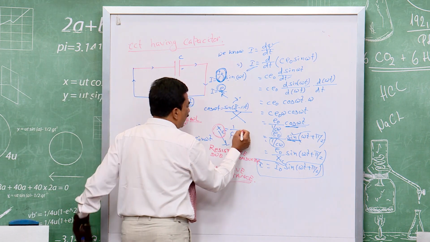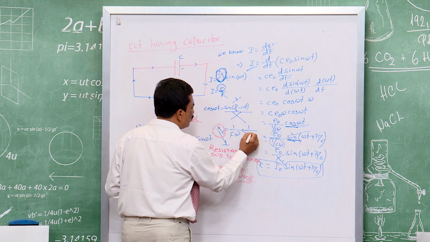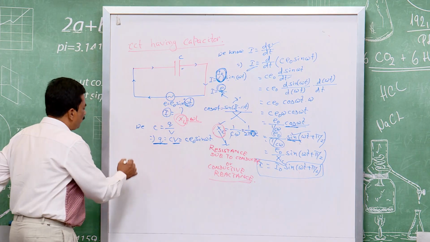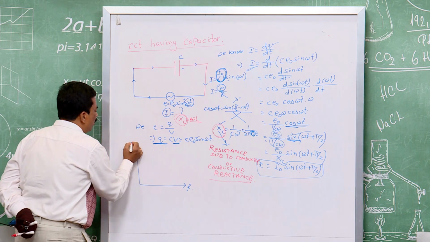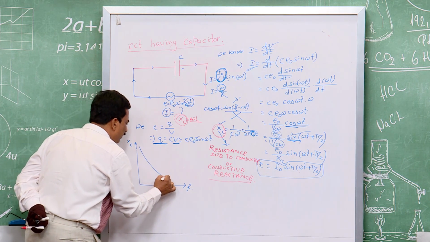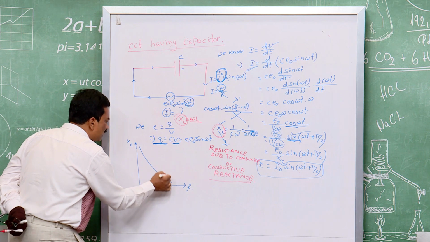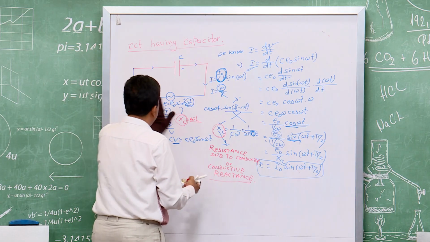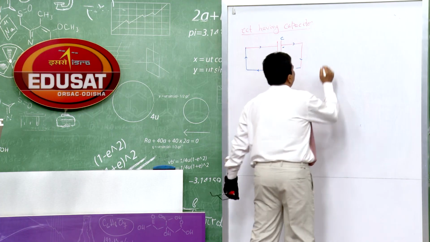And this can also be written as 1 by (2 pi n C), since omega is equal to 2 pi n. This means if the frequency increases, Xc decreases. So if we plot a graph of frequency against Xc, the graph will look like this: as the frequency increases, the Xc value gradually decreases. This is its graphical form. Now we will go for its wave diagram and its phasor diagram.